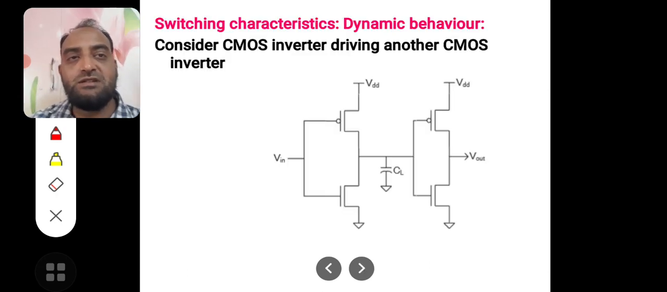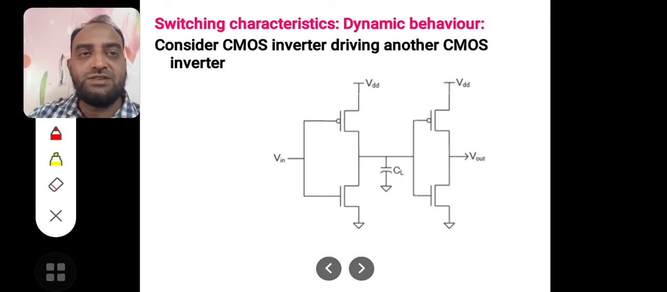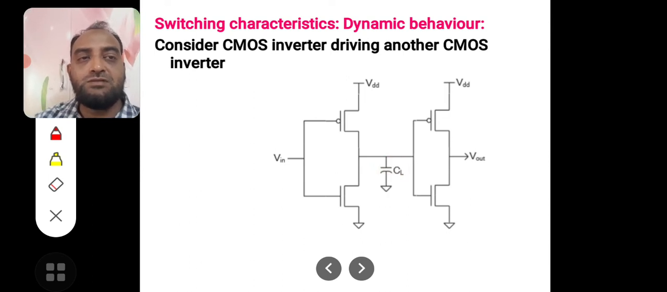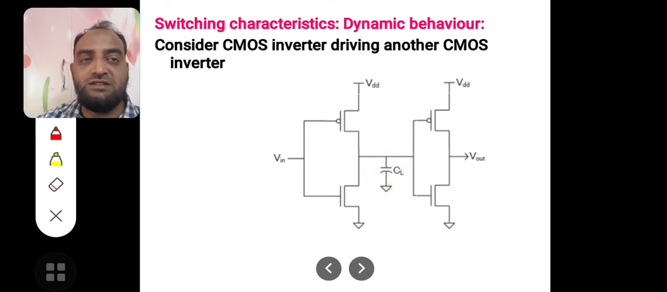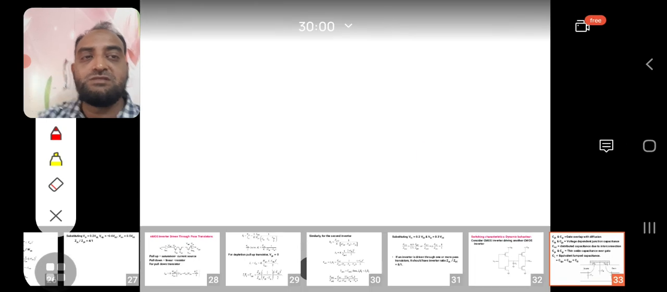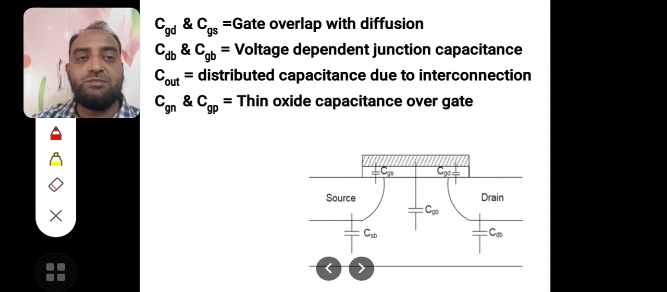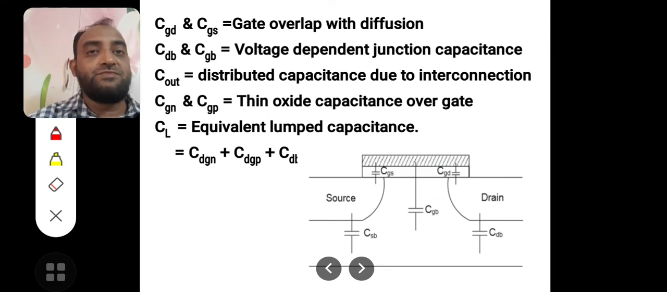These are the transistor sizes in different conditions, and this is the switching characteristics of a CMOS inverter. The switching characteristics of a CMOS inverter can be explained with the help of this diagram. This is one CMOS inverter and this is another CMOS inverter. In between these two there is a load capacitance CL. How the load capacitance is charged and discharged shows you the switching characteristics of the CMOS inverter. These can be explained considering all the parasitic capacitances that are connected.